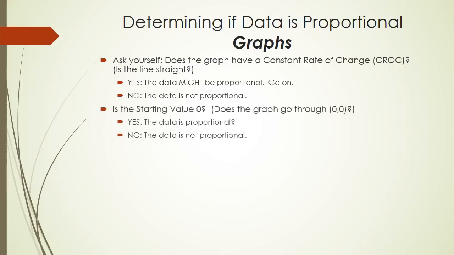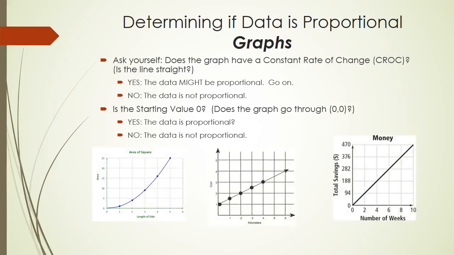Second question to ask ourselves, is the starting value 0? And to check that, all we need to look to see is if our graph goes through the origin, the coordinate point 0, 0. If the answer to this is yes, and we have a constant rate, then the data is proportional. If the answer to this is no, then the data is not proportional. Take a look at these three examples, and then continue on to check your answers.